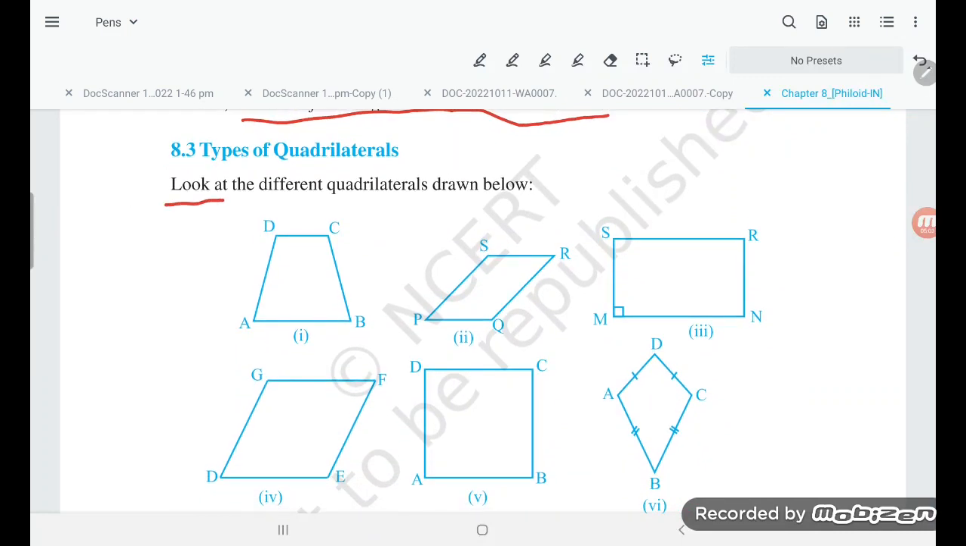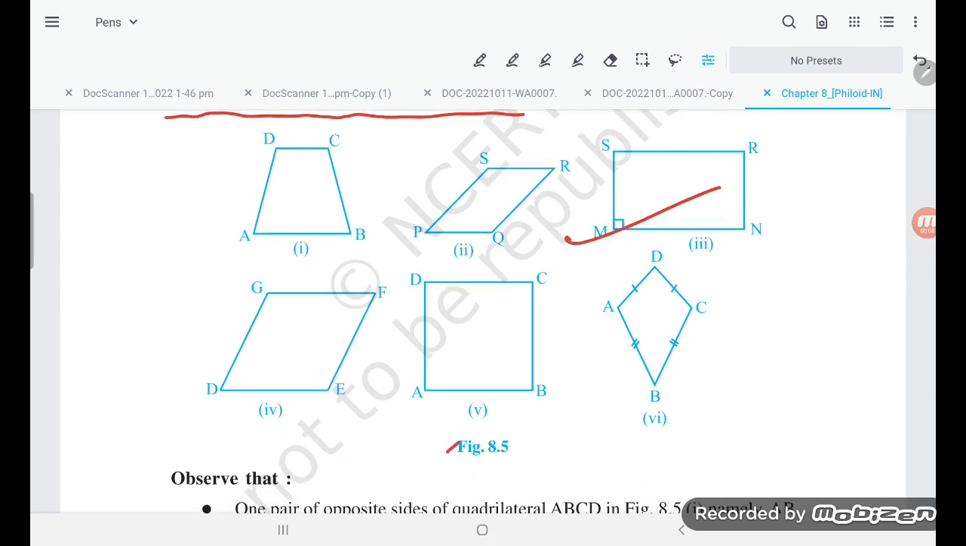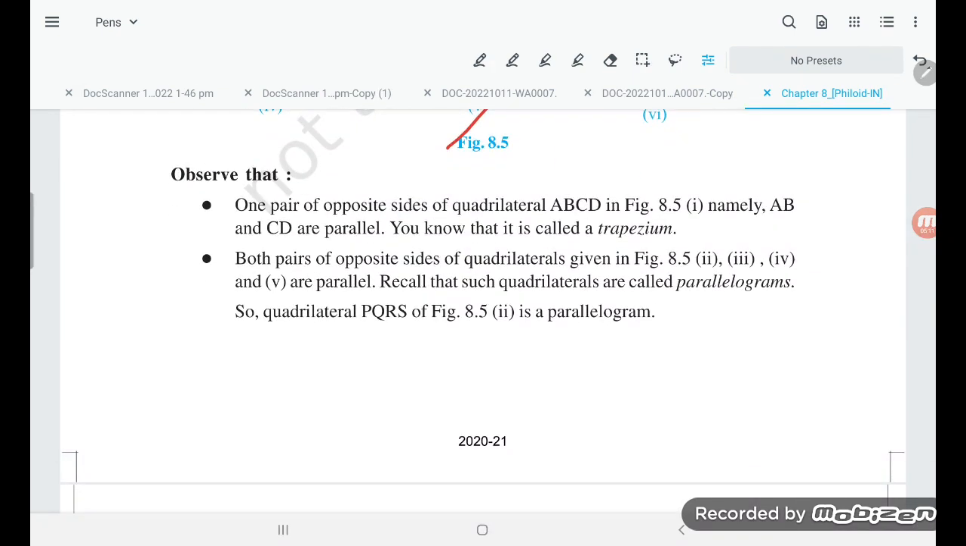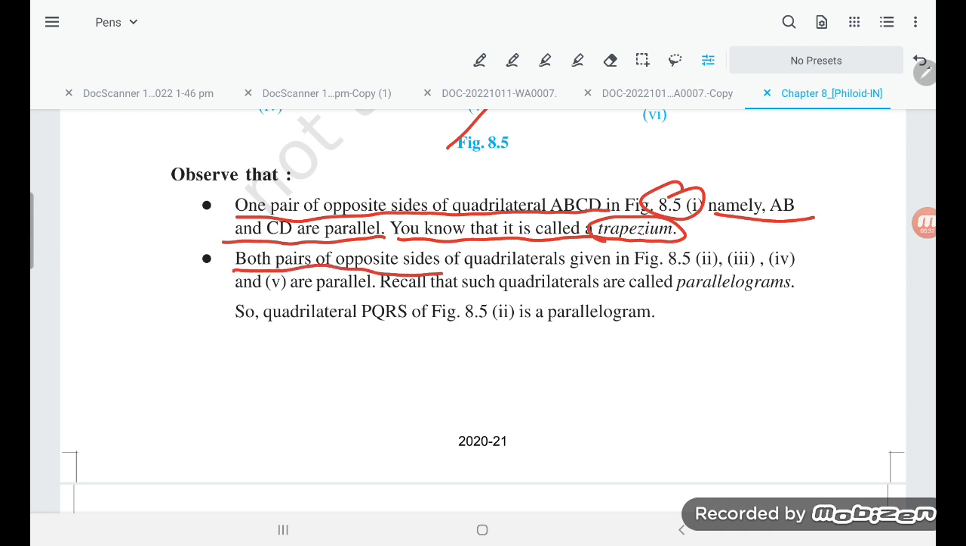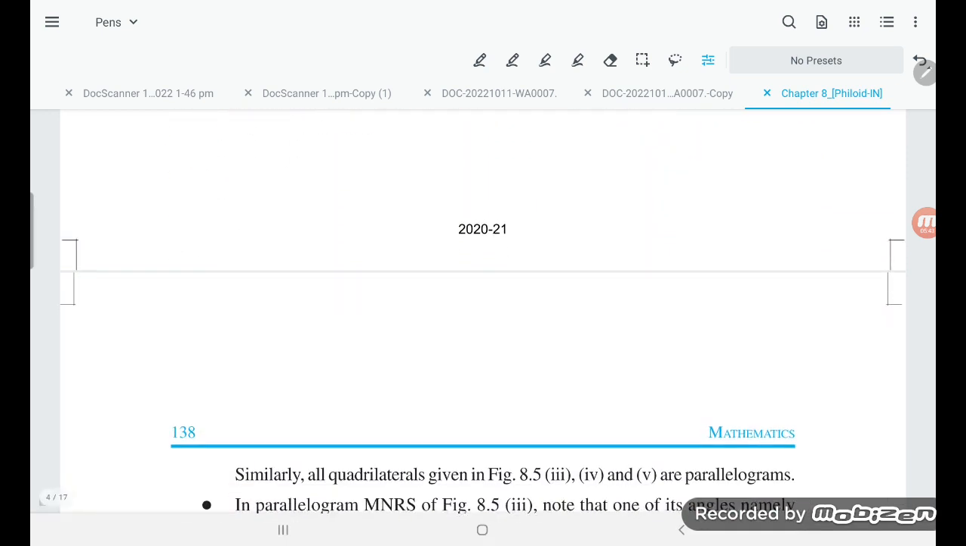Types of quadrilateral. Look at the different quadrilaterals given below. This is a rectangle, square. So what are there? One pair of opposite sides of quadrilateral ABCD in 8.5 (i), namely AB and CD, are parallel. You know this is called a trapezium. Both pairs of opposite sides of the quadrilateral given are parallel. Recall that this quadrilateral is called a parallelogram. Both pairs of sides are parallel, that is what a parallelogram is.